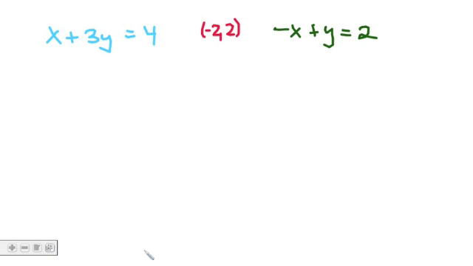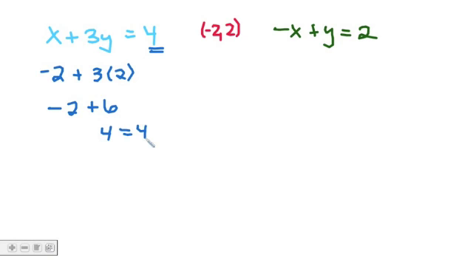Okay, so doing my swap out, I'm going to put negative 2 plus 3 times 2. And the answer I need to get is 4. So this is negative 2 plus 6. 6 take away 2 is 4. I have more positive, so it's positive. 4 does equal 4. There it goes. That one checks. All right, let's see about the other one.